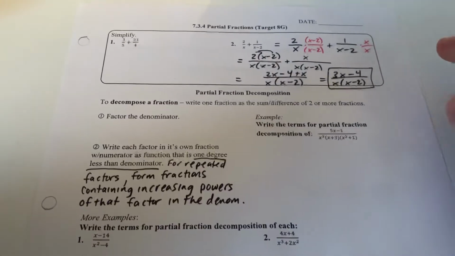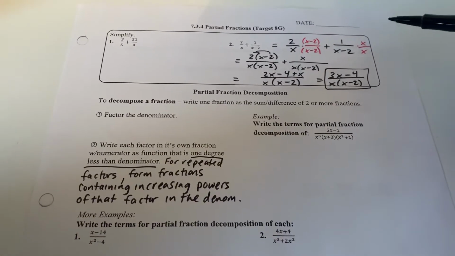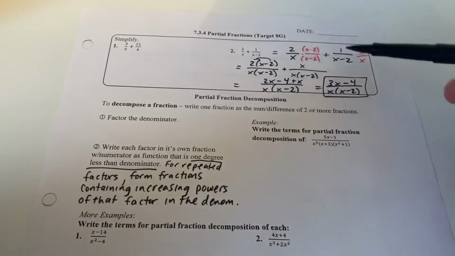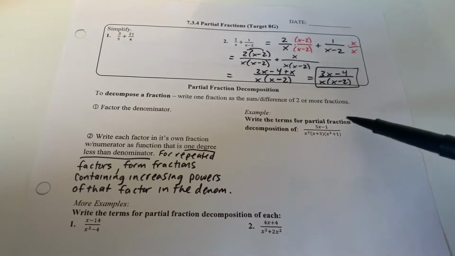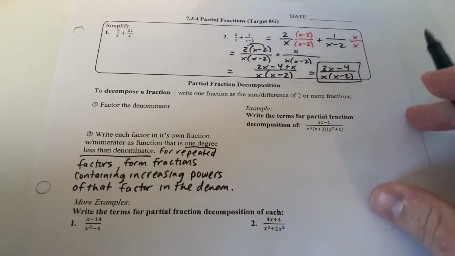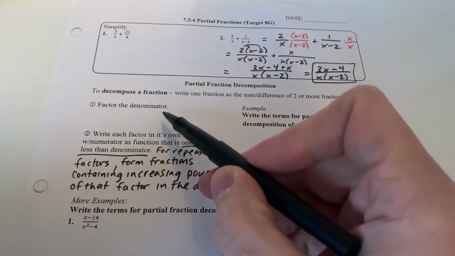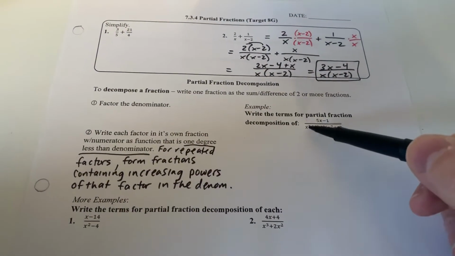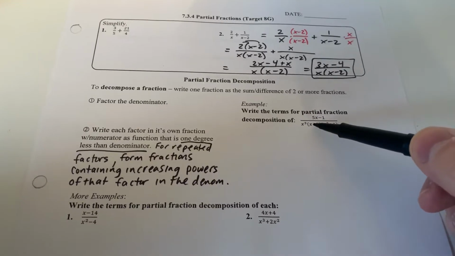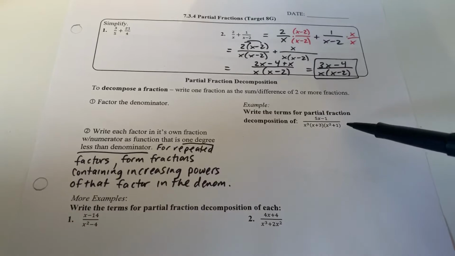This is a topic that will be used in calculus. On the back, we'll actually be breaking it into these fractions just to progress to that. We're just going to write the terms for partial fraction decomposition with this example here. The first step is to factor the denominator. That's done for us right here. The denominator is x to the third times a factor x plus 3 times a factor x squared plus 1.